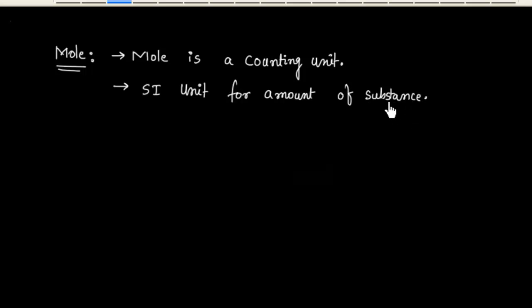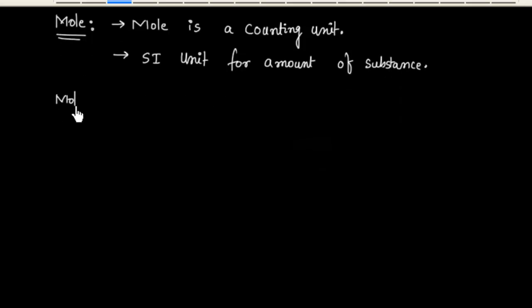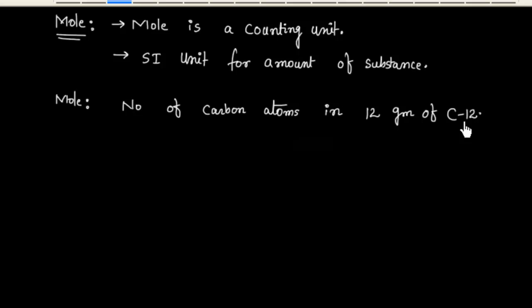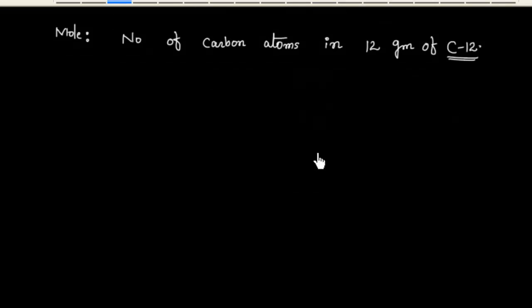And 1 mole is defined as the number of atoms in 12 gram of C12 isotope. So 1 mole is defined as the number of carbon atoms in 12 gram of C12. Now what is the meaning of C12? To discuss C12, I have to have a concept of isotope.